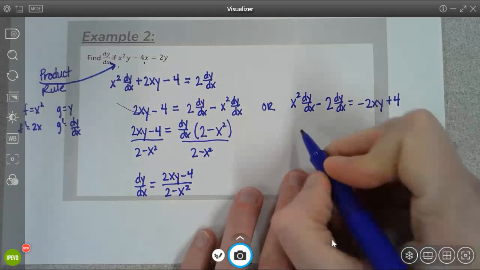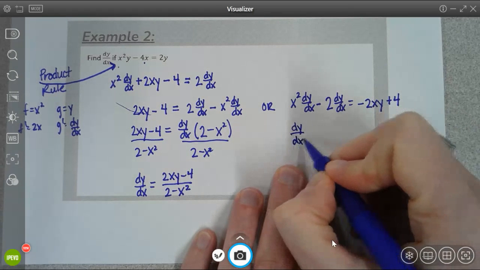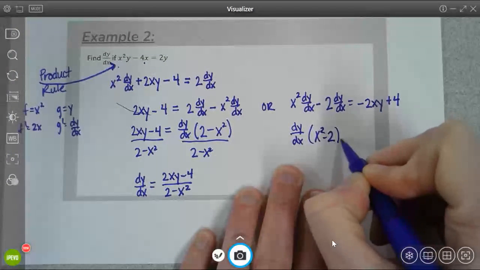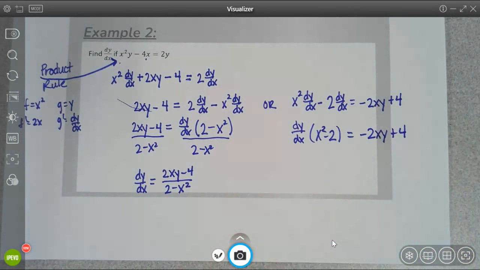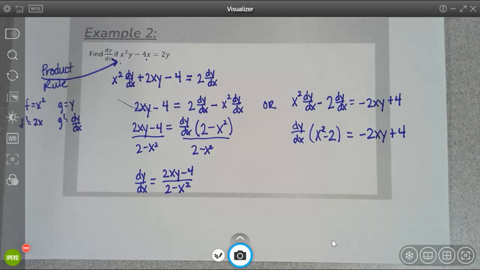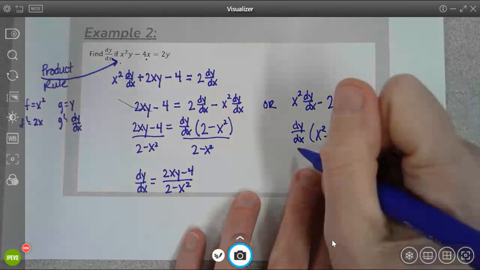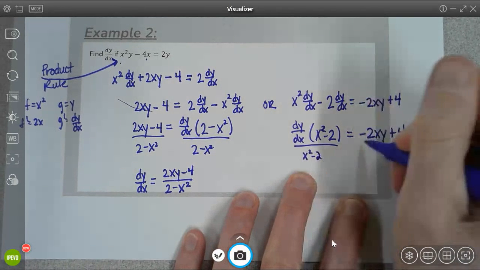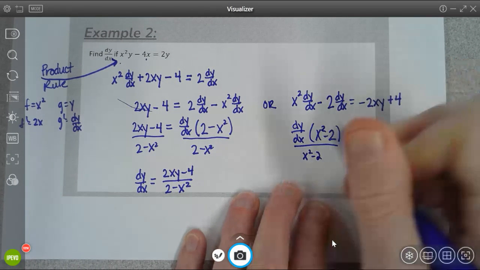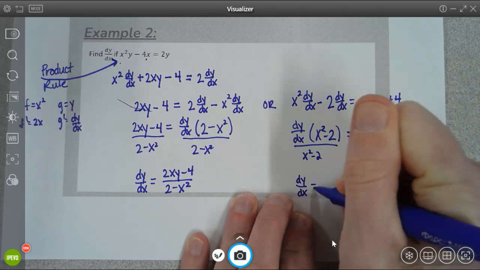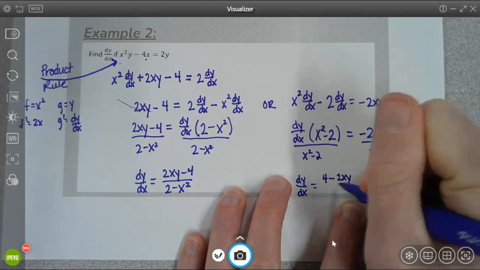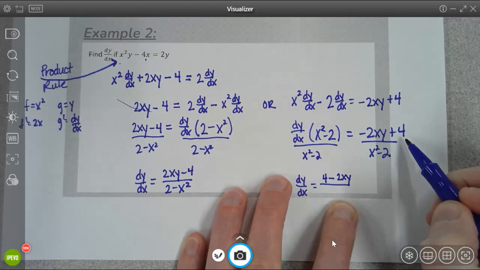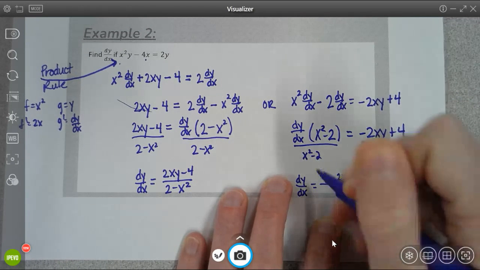What this ends up doing is we still get that common factor of dy dx, and we can factor it out just like we did. And now this time I would be dividing both sides by x squared minus 2 to isolate that dy dx. And so if I did it in this method, my answer is going to look a little bit different, and I'm going to rewrite this as 4 minus 2xy. I like to start off with a positive number. So 4 minus 2xy, and then down here, x squared minus 2.